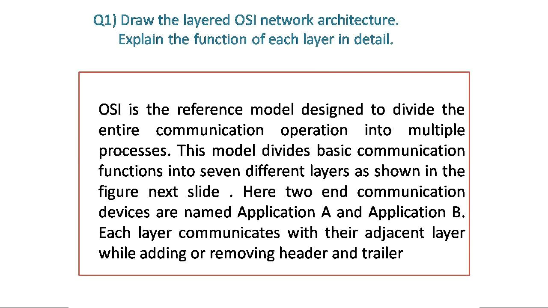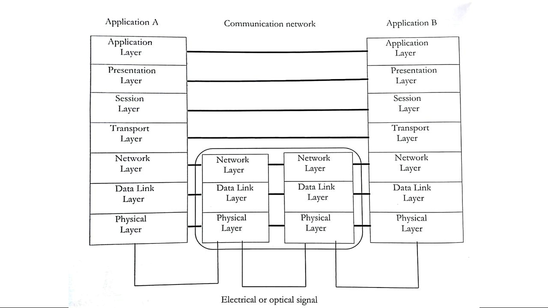Next slide. Here two end communication devices are named Application A and Application B. Each layer communicates with its adjacent layer while adding or removing header and trailer.